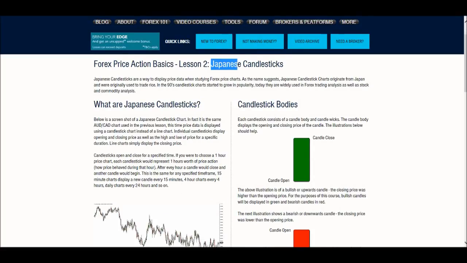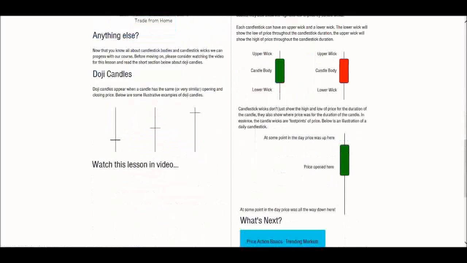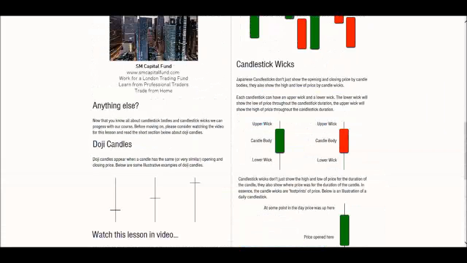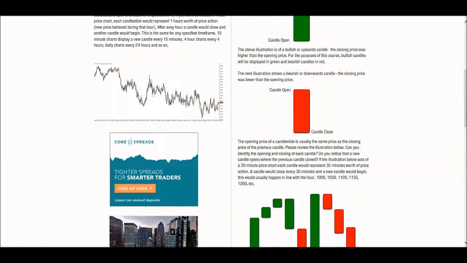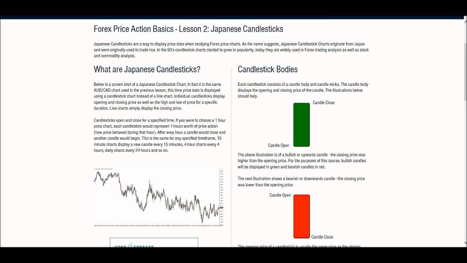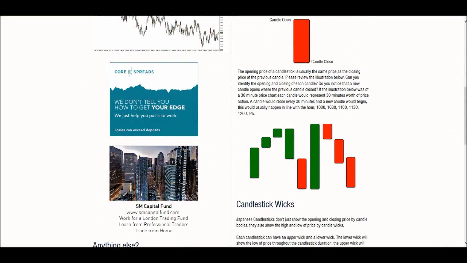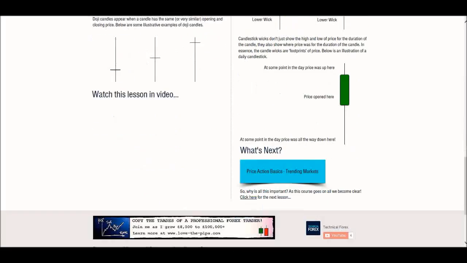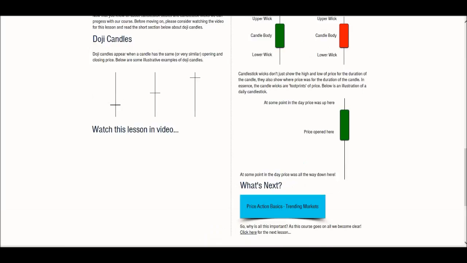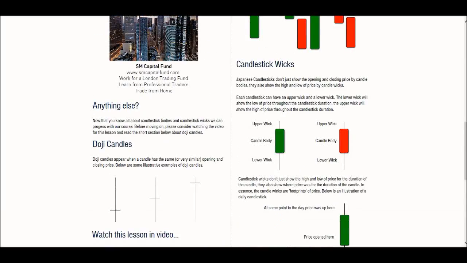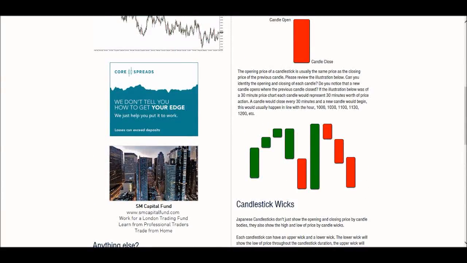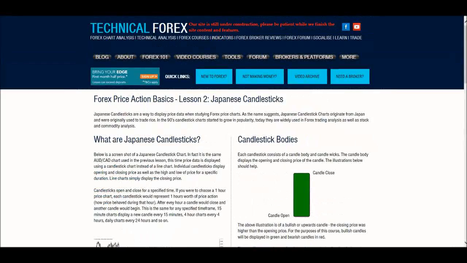This is lesson 2, Japanese candlesticks, and as the title suggests, in this video I will teach you the basics about Japanese candlesticks. What I do suggest is that you read this lesson at Technical Forex first, because the illustrations are very good and reading the content may give you a better insight than I can in this video, or perhaps coupled with this video you'll gain a greater insight into Japanese candlesticks.